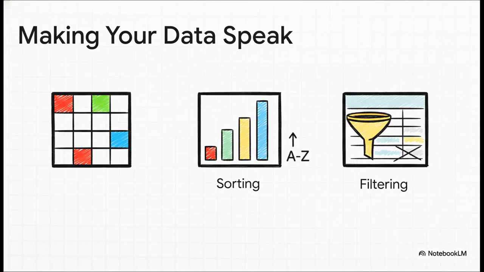But what if you want to make your data really speak to you? Well, that's where these tools come in. Conditional formatting is like a highlighter for your spreadsheet. It automatically colors cells that meet certain rules, making key numbers jump off the page. Sorting is simple but powerful. It lets you organize everything, say from highest to lowest sales. And filtering is your focus tool. It lets you hide all the noise and zoom in on just the specific data you need to see.